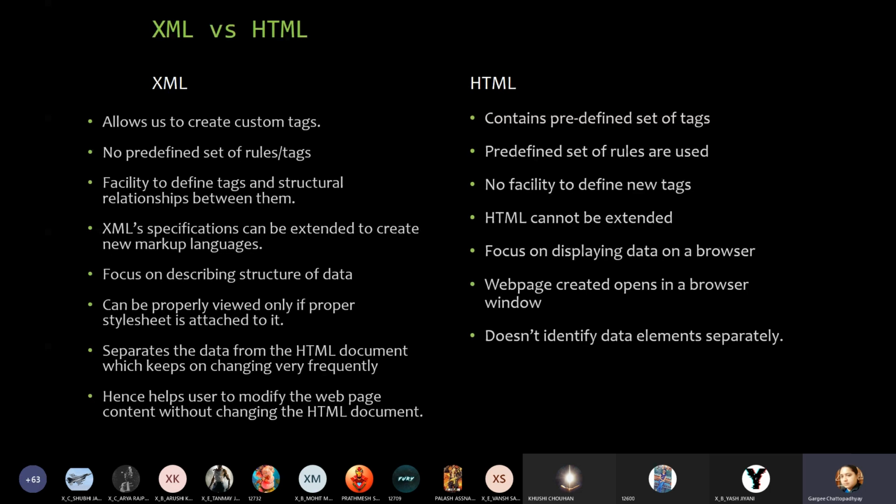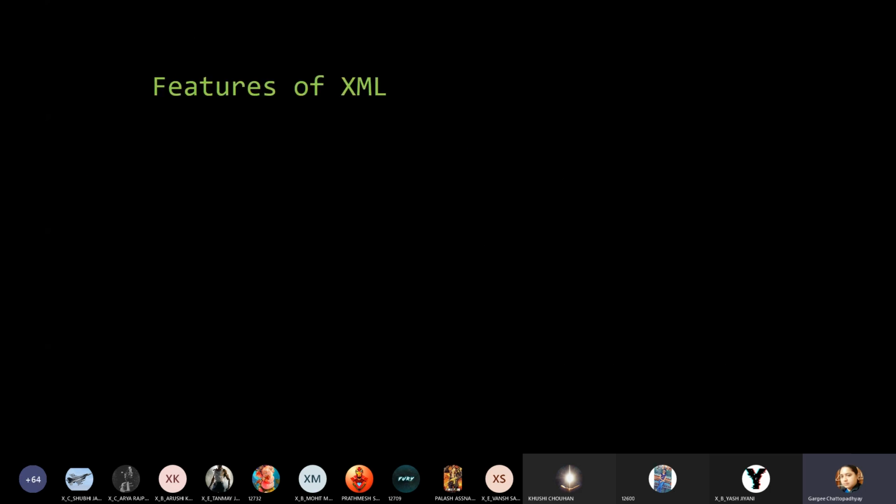Hence, XML helps the user to modify the web page content without changing the HTML content, and HTML doesn't contribute in modifying the HTML document dynamically. These are some differences between XML and HTML. So when I share this PPT with you, you all can download it and you can see. It is extensible. It is a meta language.